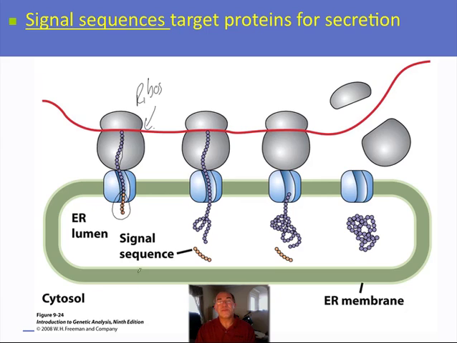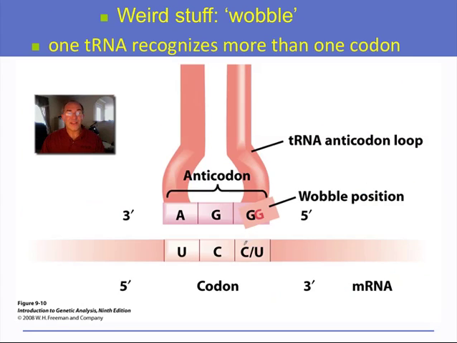This signal sequence is the first few amino acids on the amino terminus of the protein, and it's a bit like a zip code. It directs the protein to go to a particular place in the cell. Francis Crick had a lot to do with discovering DNA and other molecular processes, including something called wobble.